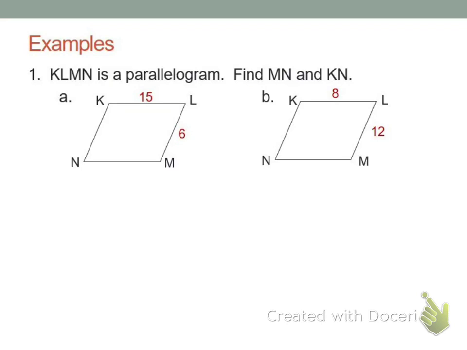On our first parallelogram, MN, down here at the bottom, what would its measure be? Don't make it harder than it is. It's 15, because what's true about the opposite sides of parallelograms? They're congruent. So that means KN is going to have a measure of 6. If you know it's a parallelogram, you know opposite sides are congruent. So on letter B, MN has a measure of 12. And KN has a measure of 12.